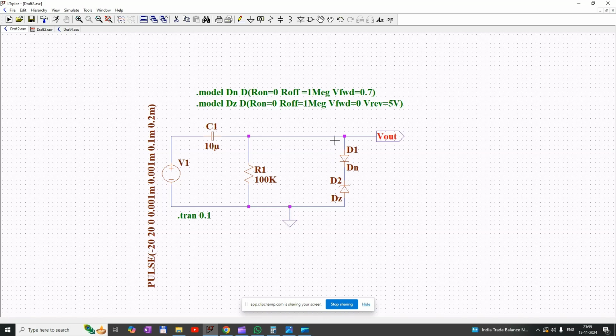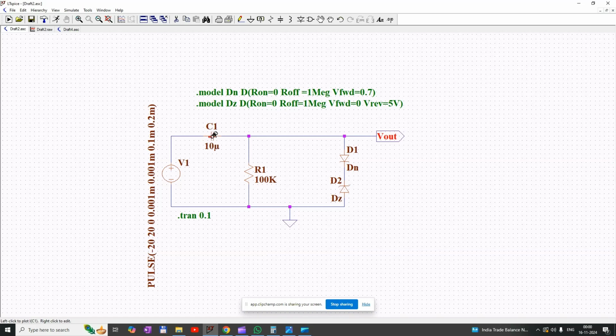Here the voltage drop across D1 will be 0.7 volt, and similarly the voltage drop across the diode D2, the Zener diode, will be 5 volt. And here we are going to find out the maximum and minimum voltage at the output.